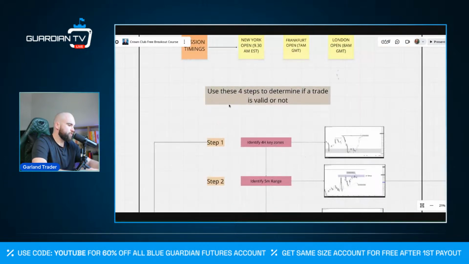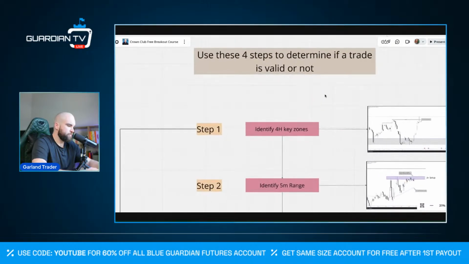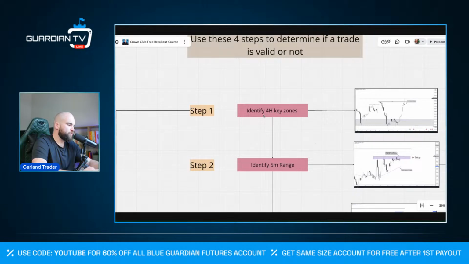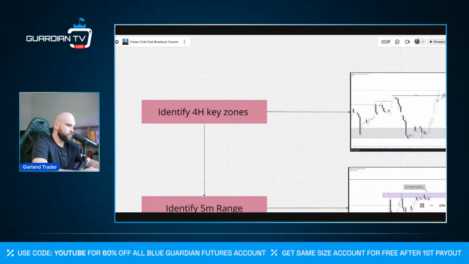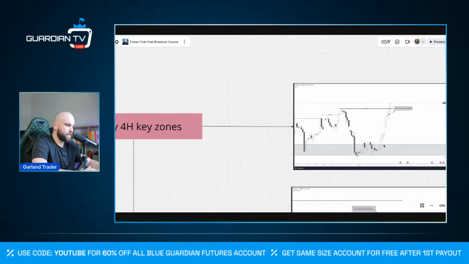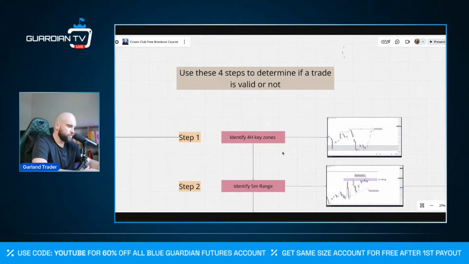So this is how you determine a trade is valid or not, okay, in my strategy. To identify, you can look at 4-hour key zones first of all, which is a really important thing to do. You basically do not want to be taking trades into these 4-hour key zones that are marked out. And you simply mark them out by looking at areas where price has bounced multiple times on the 4-hour. Okay, you mark them out on the chart. Okay, I'll show you examples of that.